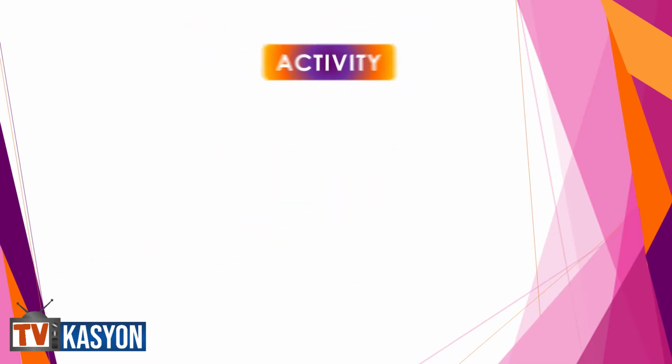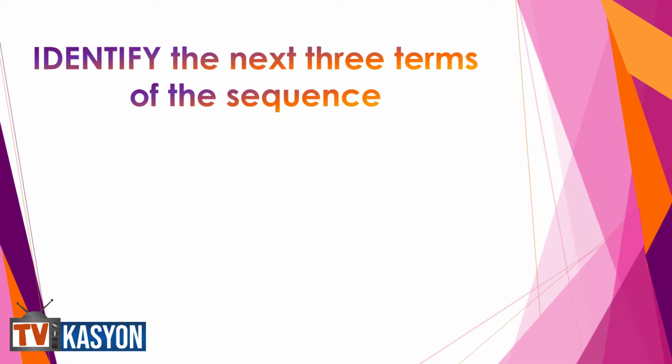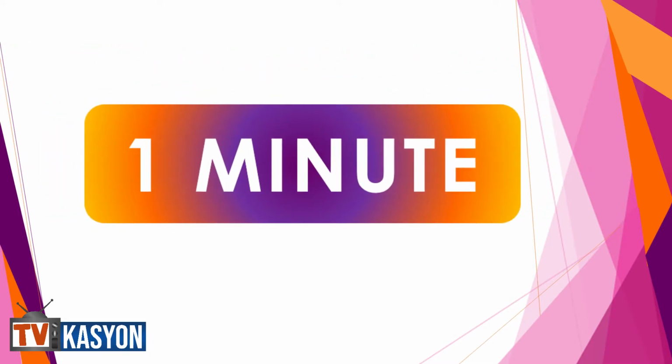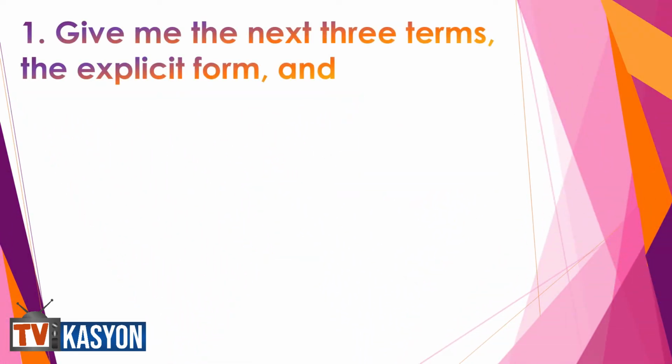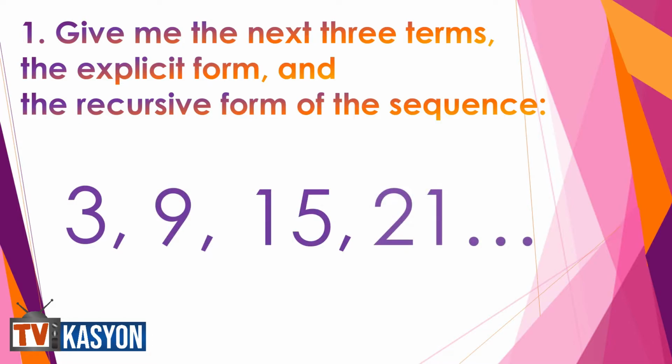In the activity, you will have to identify the next 3 terms of the sequence, then write its explicit and recursive formula. I will give you 1 minute to answer. Number 1. Give me the next 3 terms, the explicit form, and the recursive form of the sequence 3, 9, 15, and 21.